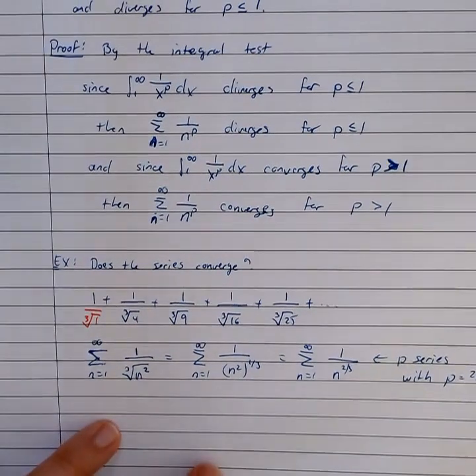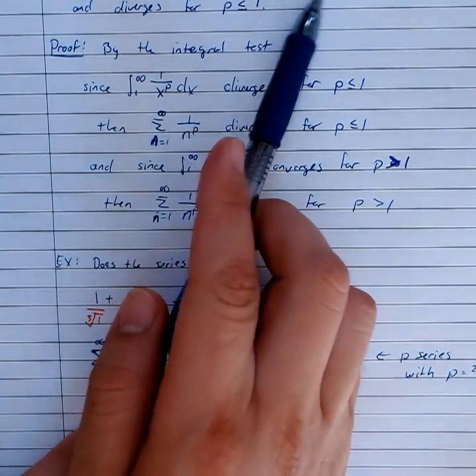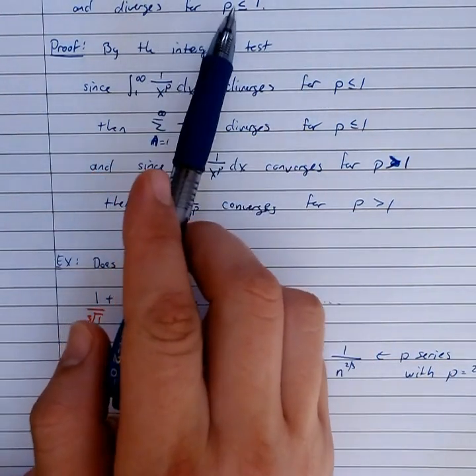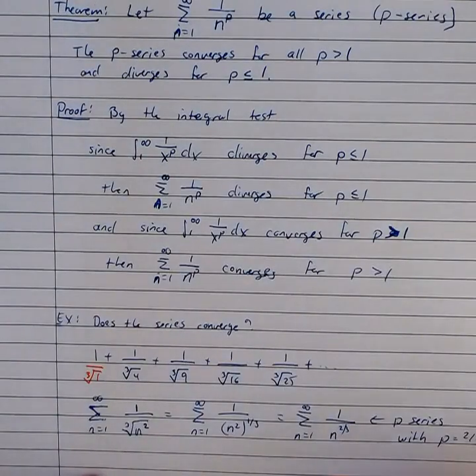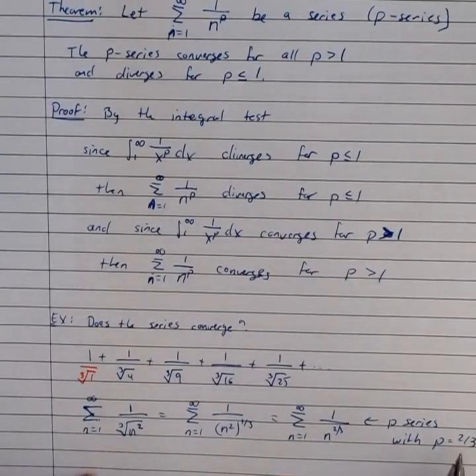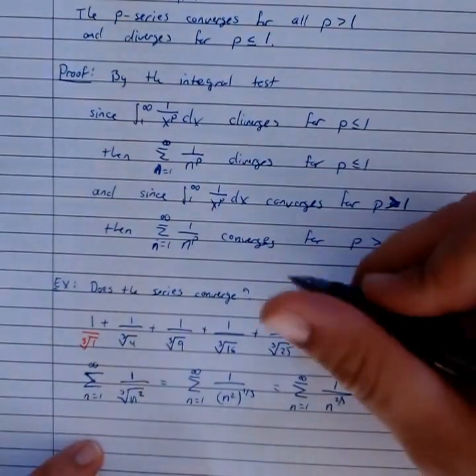Oh, but that's enough. Because now my theorem says that if I have a p-series, it'll converge if p is more than 1, and it'll diverge if p is less than or equal to 1. Oh, but that's what I have here. Since p is equal to 2/3, then that means that p is less than 1. So that must diverge. So does the series converge?